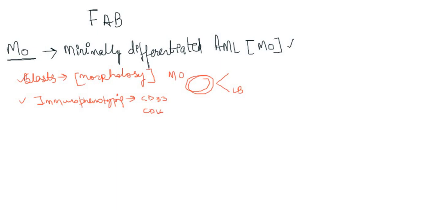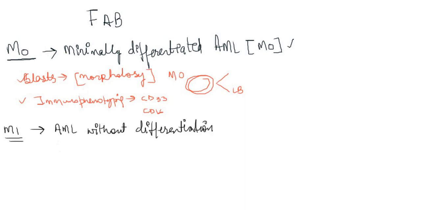The second subtype of the FAB classification of acute myeloid leukemias is the M1 subtype. The M1 subtype is called AML without differentiation. It is almost identical to the M0 subtype, but the difference is that some of the blasts of the M1 subtype contain granular cytoplasm, and some may contain Auer rods. These help us to distinguish these blasts from the blasts of acute lymphoblastic leukemia.